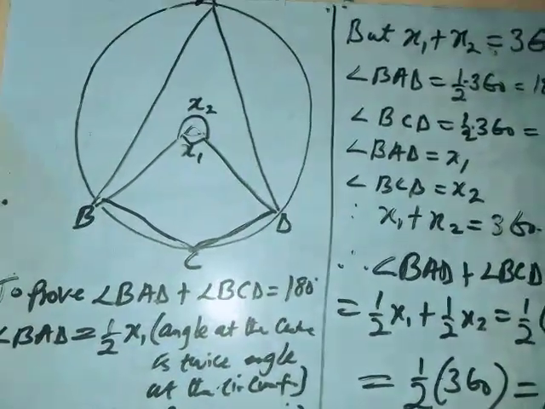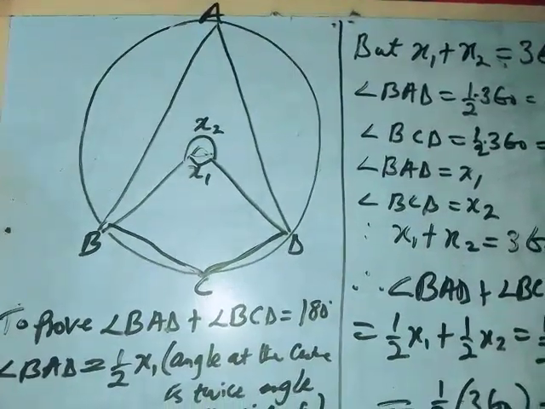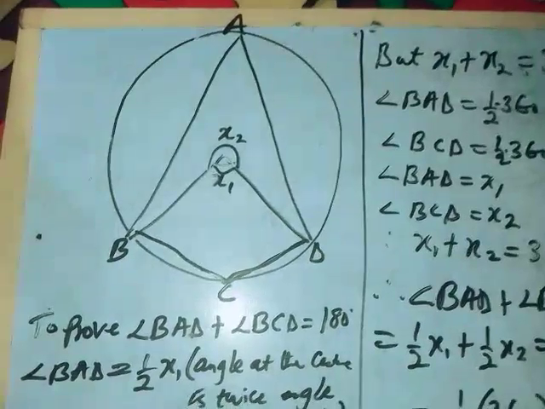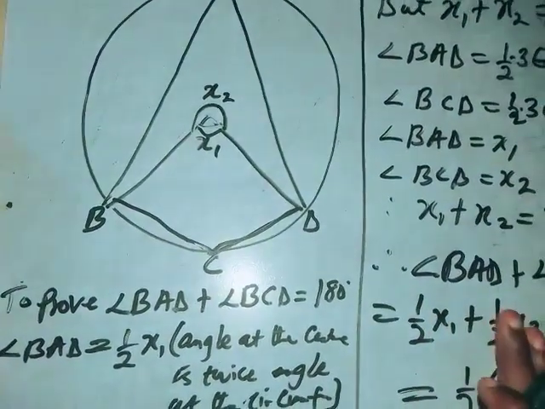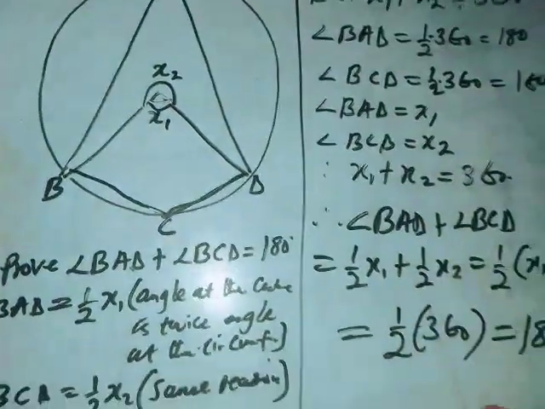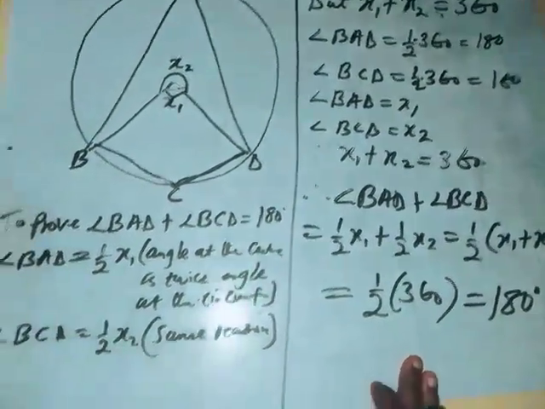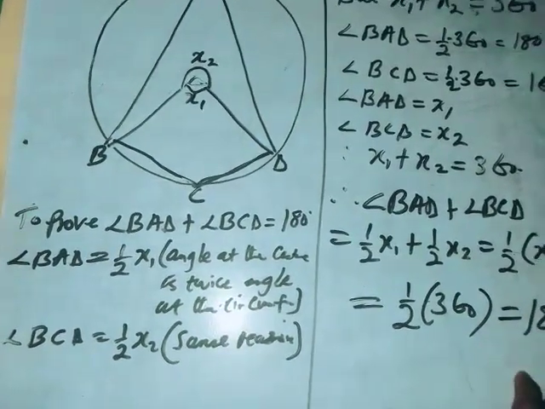So remember, the theorem states that the sum of the opposite interior angles of a cyclic quadrilateral is 180 degrees, and we have proved that the theorem holds. So I'm going to give you a worked example to do on this.